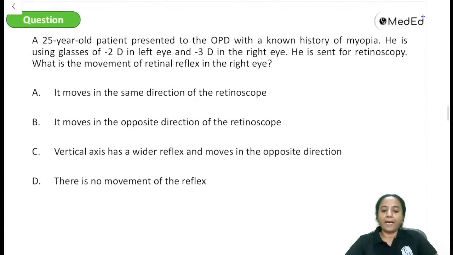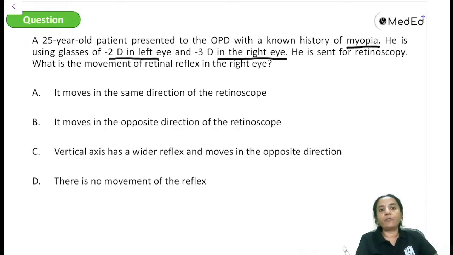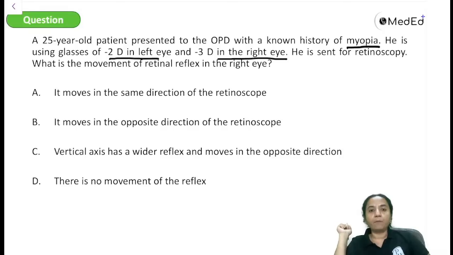Next one. A 25-year-old patient presented to the OPD with a history of myopia. So the patient is myopic. He is using -2 in the left eye and -3 in the right eye. He is sent for retinoscopy. What is the expected movement of the retinal reflex in the right eye?